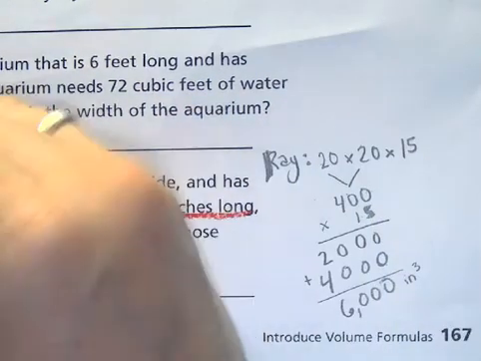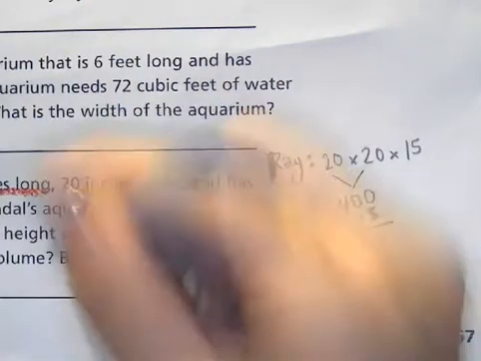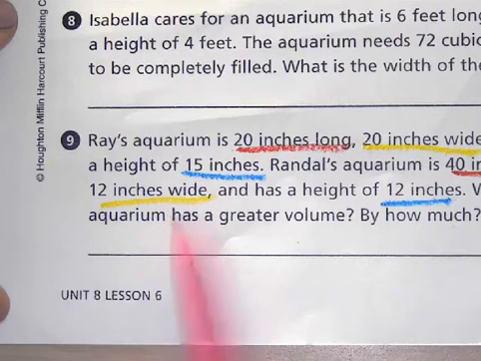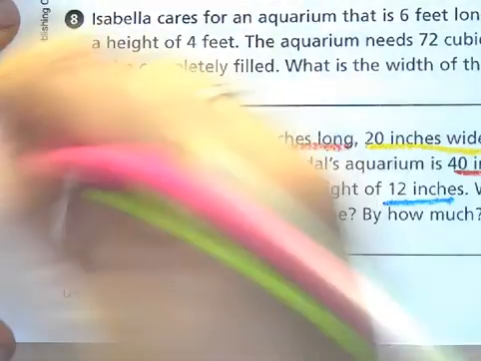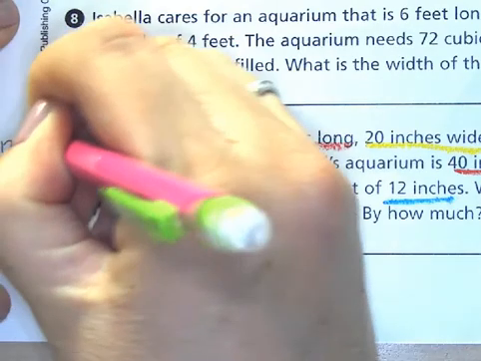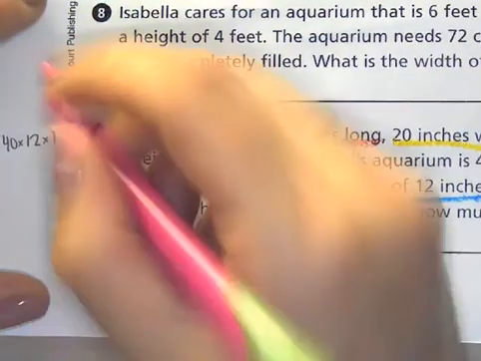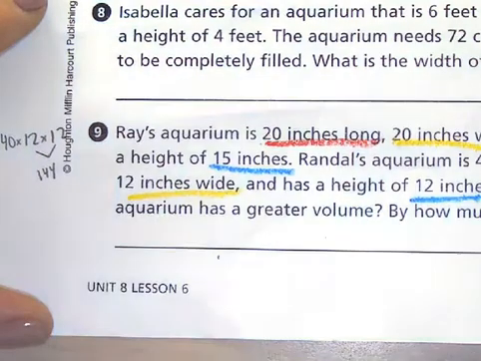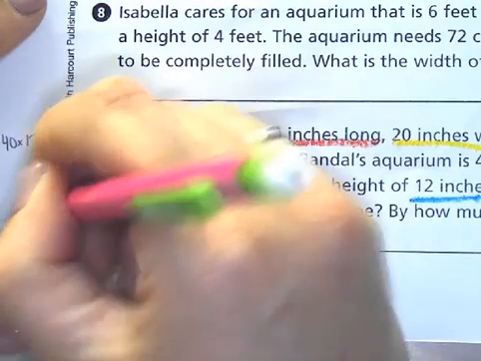Randall's aquarium, oh, we got somebody else, is 40 inches long, 12 inches wide, and has a height of 12. And then it says whose aquarium has a greater volume. So you got to find both of them, compare, and then it says by how much. Pretty interesting. So let's do Randall over here. Randall is 40 by 12 by 12. Randall is 40 times 12 times 12.